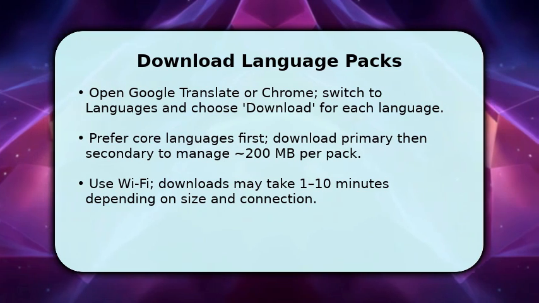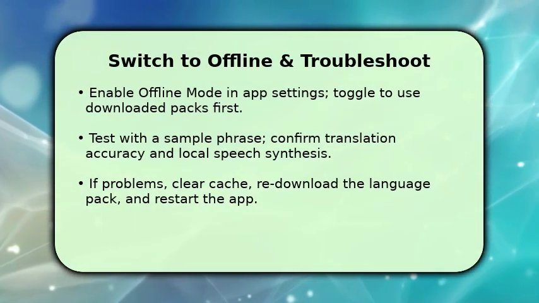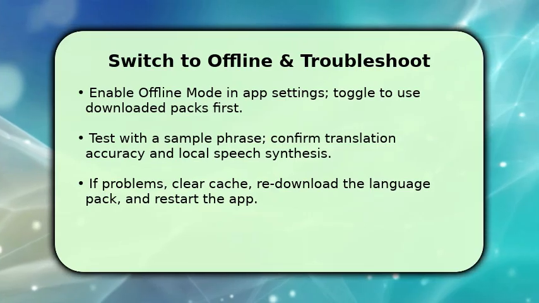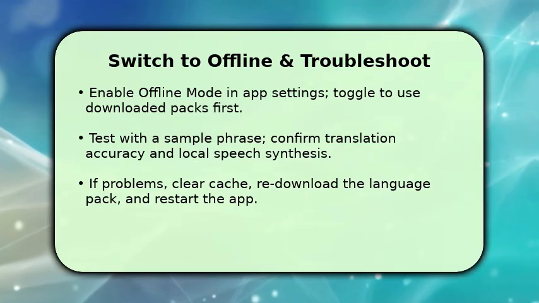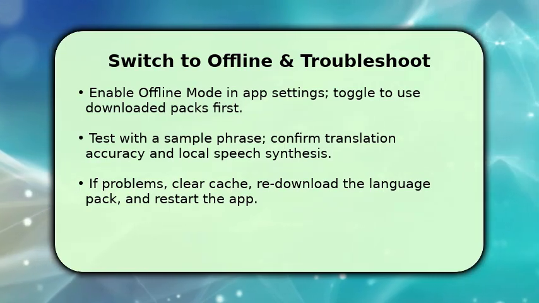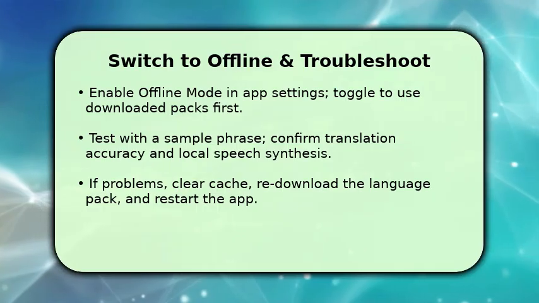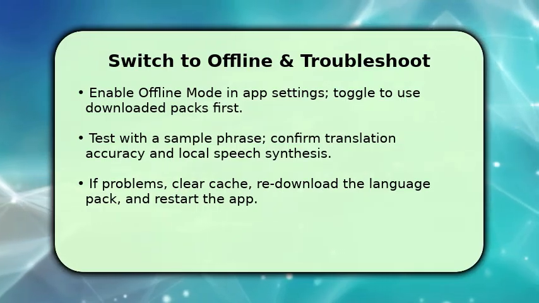To finish, enable offline mode so your PC uses downloaded packs rather than the web. In Translate settings, toggle offline or set downloaded languages as priorities. This ensures faster, private translations. Test with a short phrase and try text-to-speech to confirm pronunciation works locally.